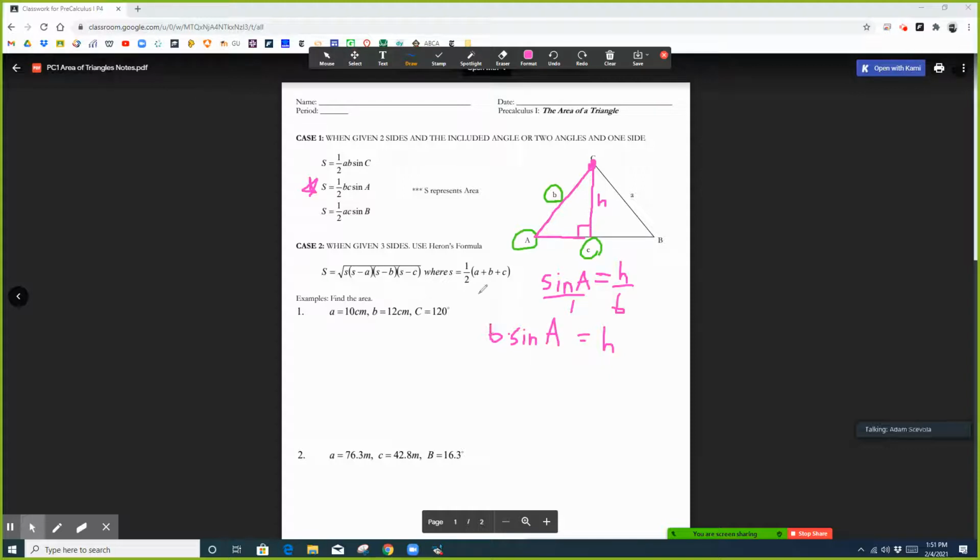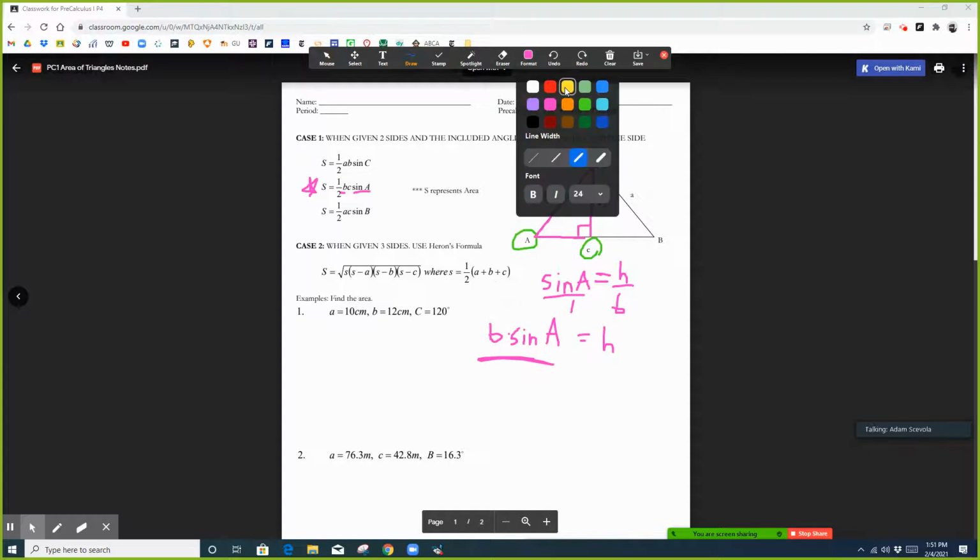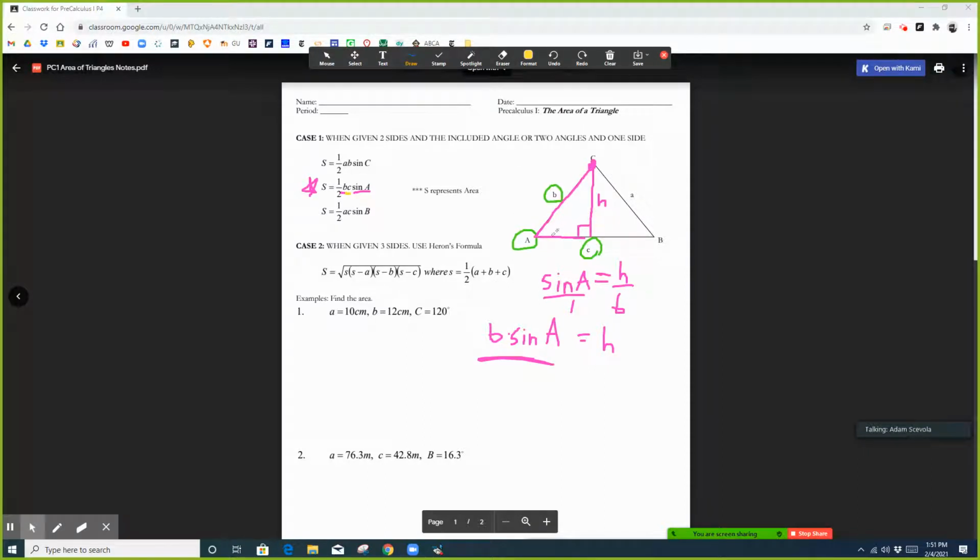All right, so now if we look at this formula here, we got B times the sine of A in there. So that part's the height. And then we also have C, which would be the base if we're using H as the height. And then you got the 1/2 there. So we're really doing 1/2 base times height. So instead of memorizing those formulas in case one, if you're given, like I have circled in green, two sides and an angle, then find the height across from the angle that you're given, and then multiply by the base and divide by 2.